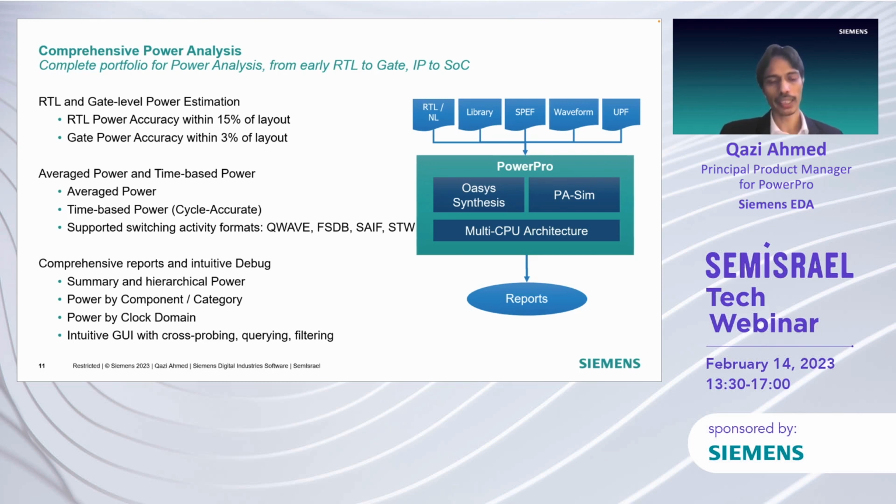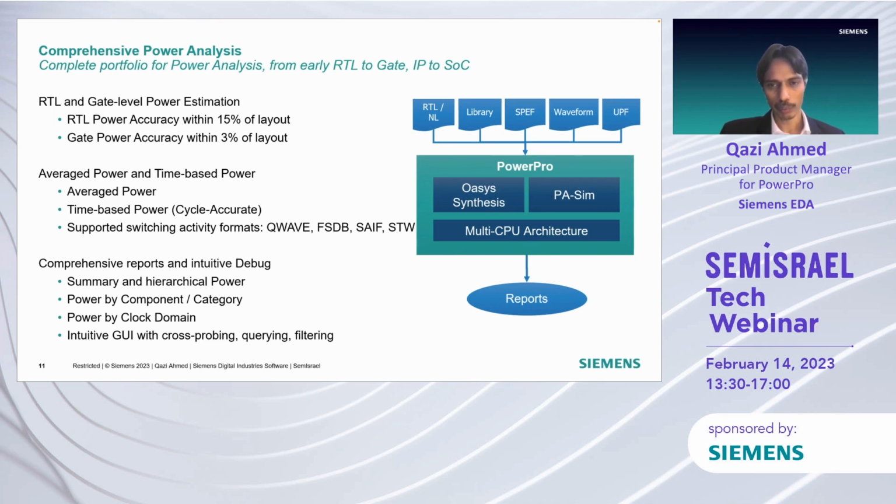We support a variety of input switching activity formats: QWave, Guesta, FSDB, and SAVE. And STW is what comes from the emulator. We're talking about Veloce, and we'll talk more about that. It also supports comprehensive debug and reports, summary and hierarchical reports, power by categories and components, even energy numbers by category and component. You can look at power by clock domain, etc.